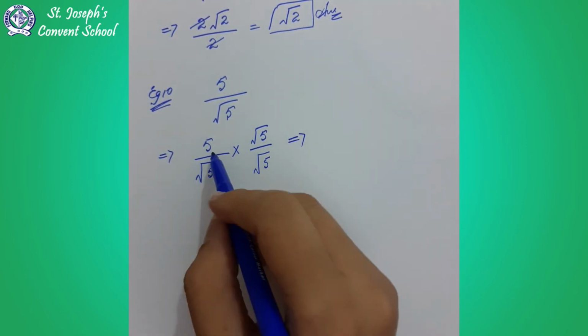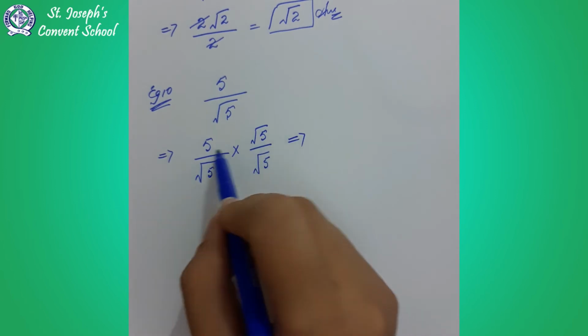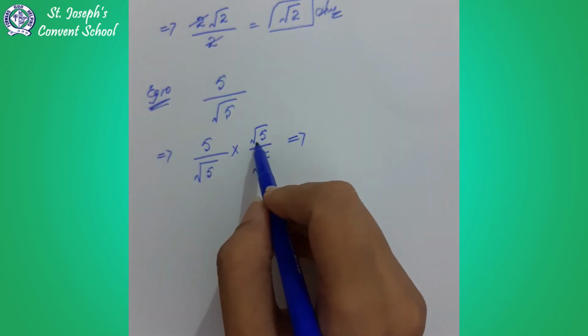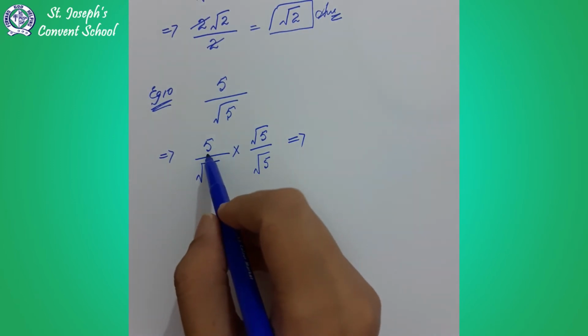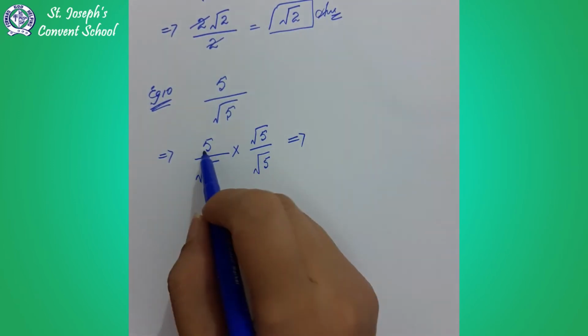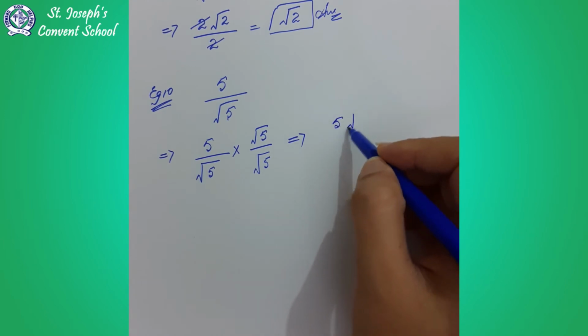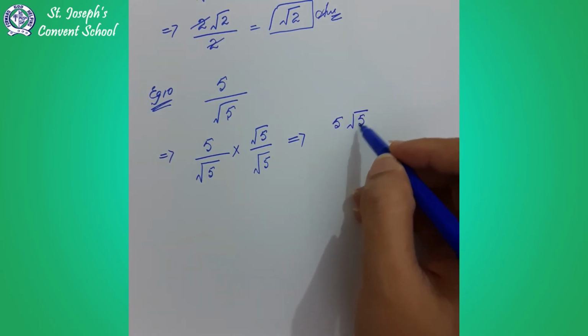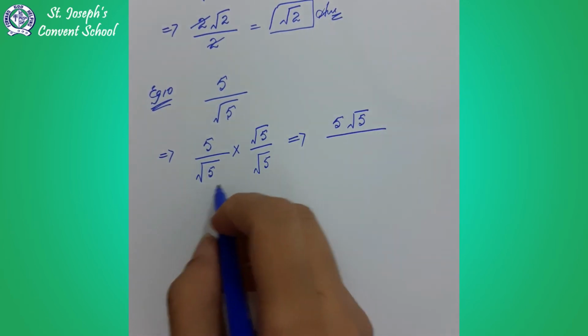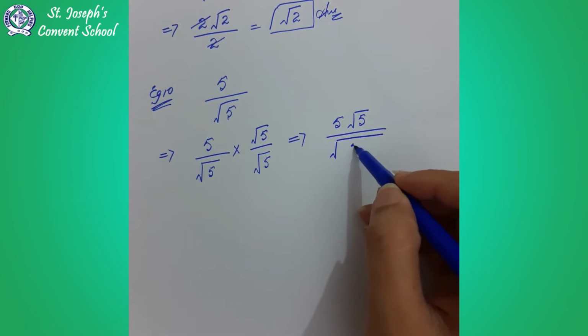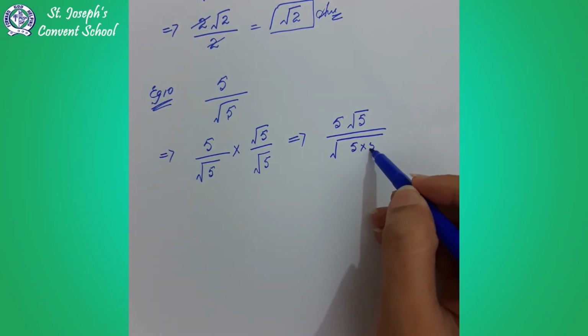Now, same way, numerator into numerator. This is without root, this is with root. So you will write this as it is, this as it is. 5 is without root, this is with root. So as it is you will write 5 under root 5, divided by, both are in root sign, so you will write them in one root, 5 into 5.